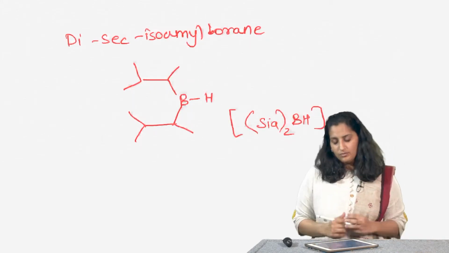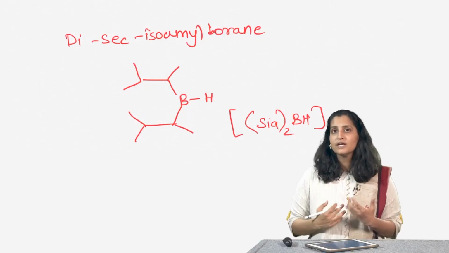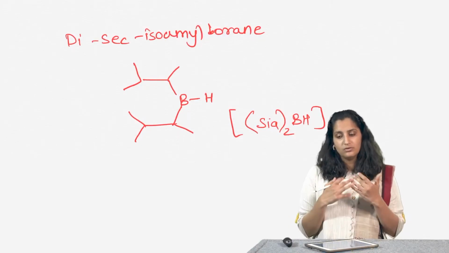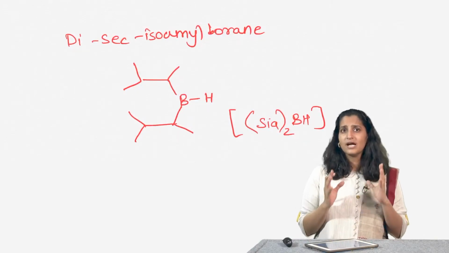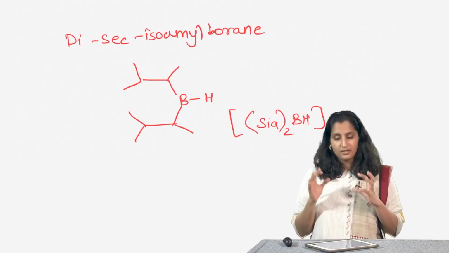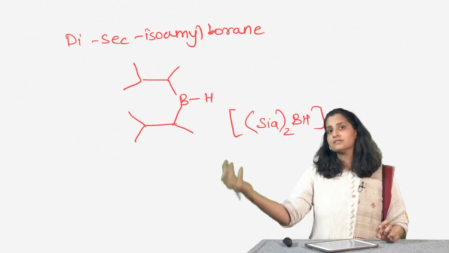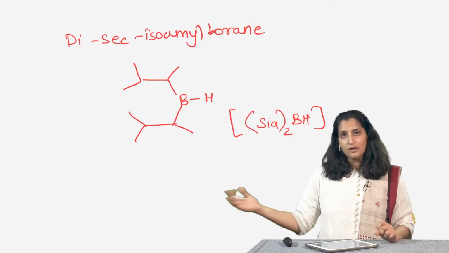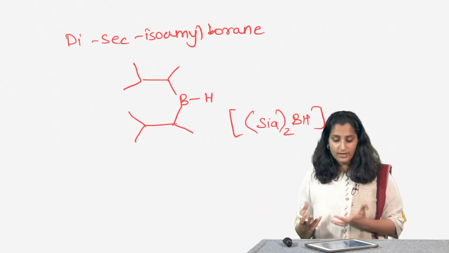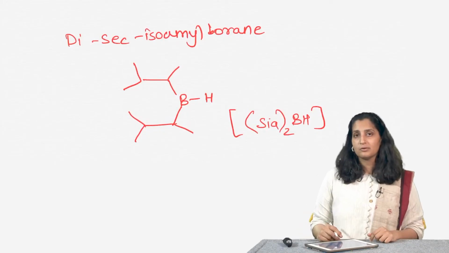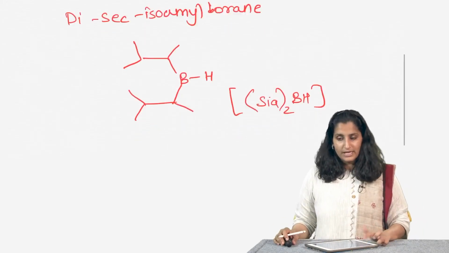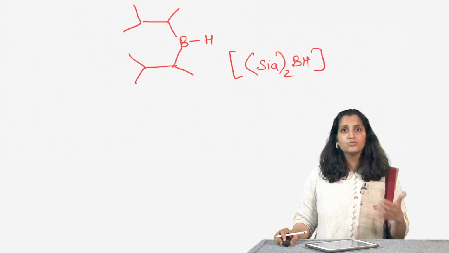And what you will see is that Sia2BH is very commonly used to react with alkynes, such that the product that is formed, the alkenyl borane, does not react further. So, the alkene does not react one more time to result in the addition of 2 moles of borane across the carbon-carbon triple bond. So, let us do one reaction where we use this Sia2BH to react with a carbon-carbon triple bonded compound.